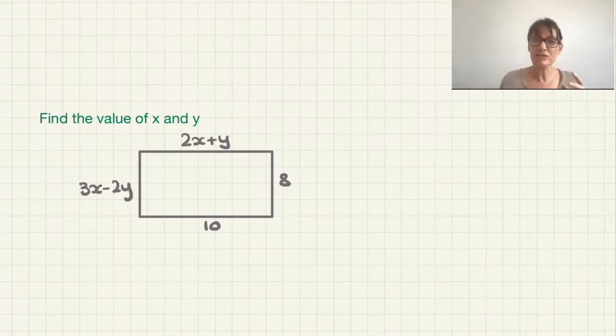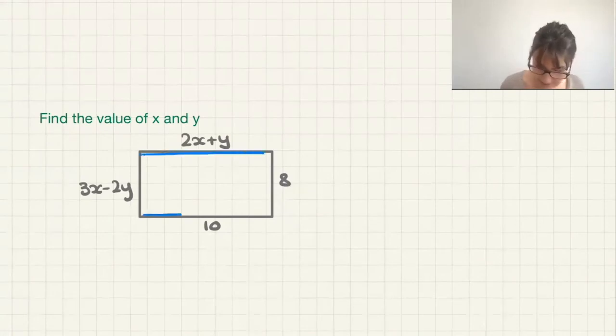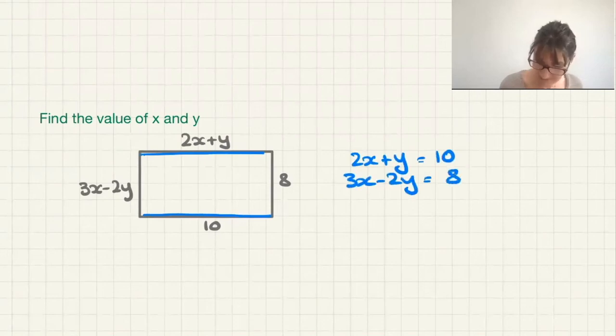So get your equations first of all and then hit play. Okay, so opposite sides of rectangles. Yeah, so this side and this side are equal. That means that 2x plus y must equal 10, and that 3x minus 2y must equal 8. So if you got that, perfect. Now pause and keep going. If you didn't, hopefully that explains why you can now rewrite them, pause, and have a go at that method.